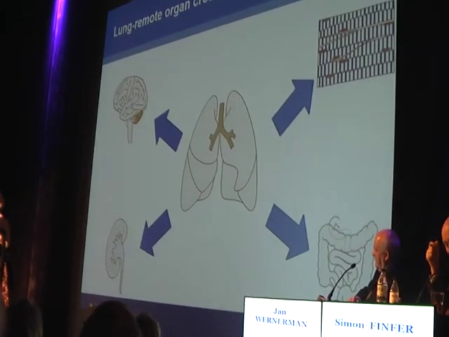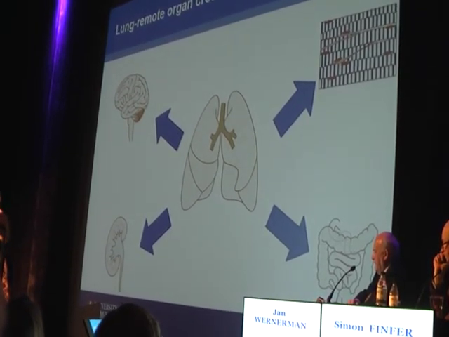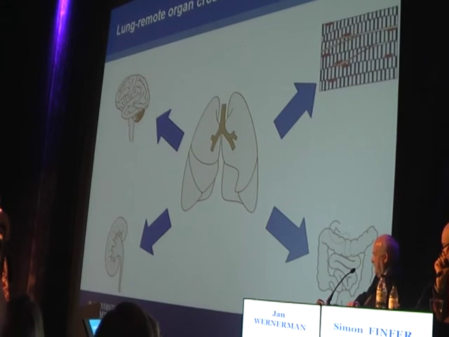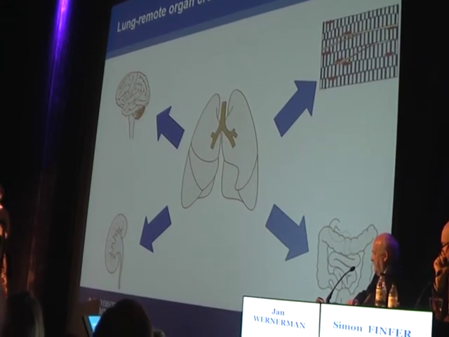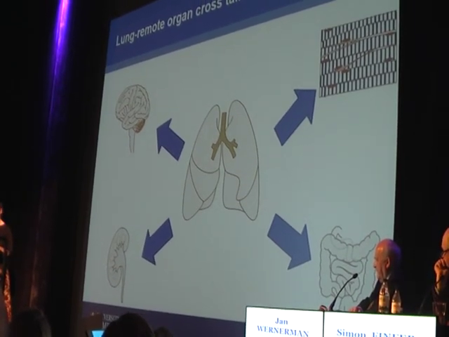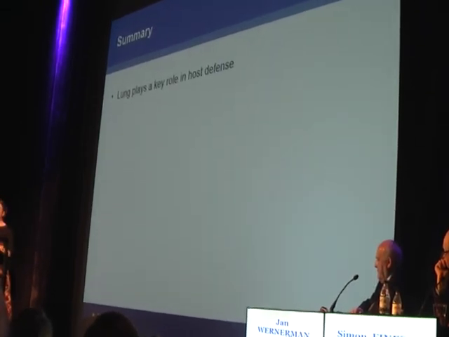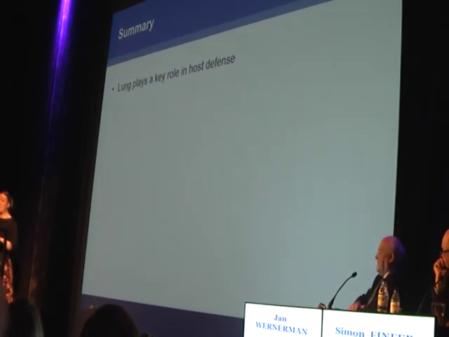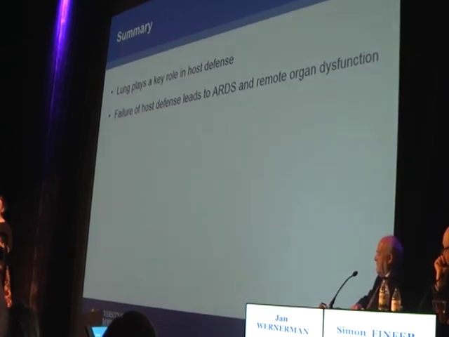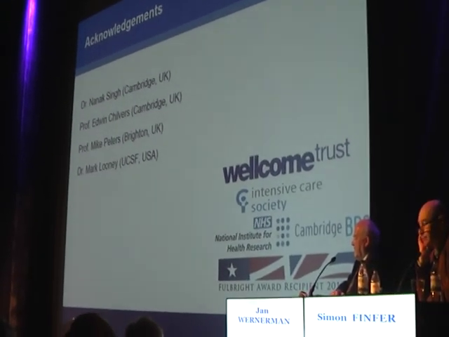And when host defense fails and you get this failure of depriming, I would argue that that's when we get the remote organ damage that we see as a consequence of people who get lung injury, and is the topic of a seminar later on this afternoon. And it's probably the explanation why patients with lung injury die of remote organ damage rather than of their primary lung failure. So what I hoped that I might have persuaded you is that the lung plays an important role in host defense from sepsis, and that failure of this host defense is when we get lung injury and remote organ dysfunction. And I thought I'd stop there.